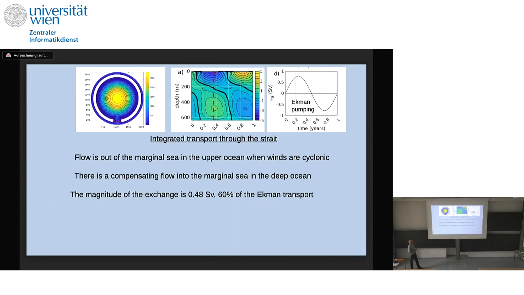So let's look now at the primitive equation model. Here's my marginal sea. I'm calculating the net transport across the strait right there. This is depth, this is time, 1 year. In the first half, between 0 and 0.5, the winds are cyclonic, so I've got upwelling in the marginal sea, pushing water toward the boundary. In the upper ocean, I have flow to the south, flowing out of the strait. In the deep ocean, I have a sill at 650 meters, and the flow is going back into the marginal sea.